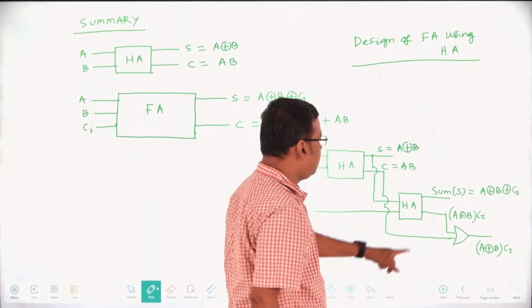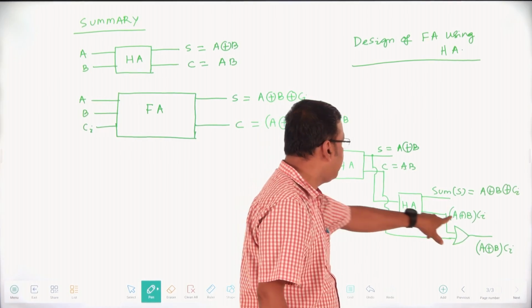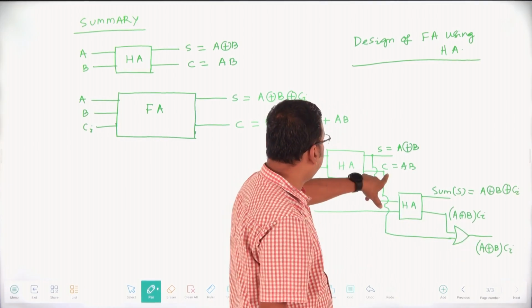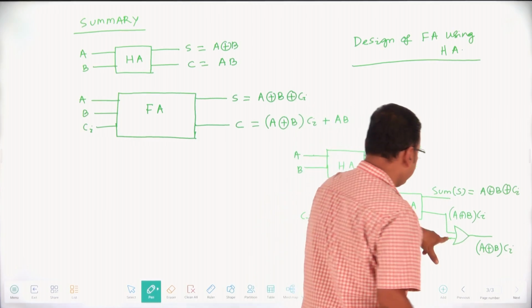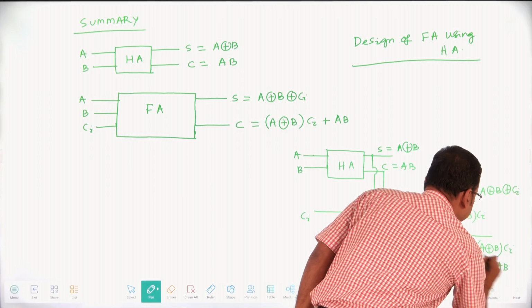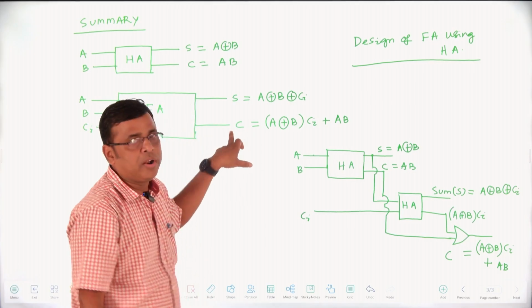Okay, so this output is (A XOR B) into CI, and another requirement is AB. Where is AB? Here is AB, and this plus this gives (A XOR B) into CI plus AB. This expression is your carry. This is one of the outputs of the full adder.